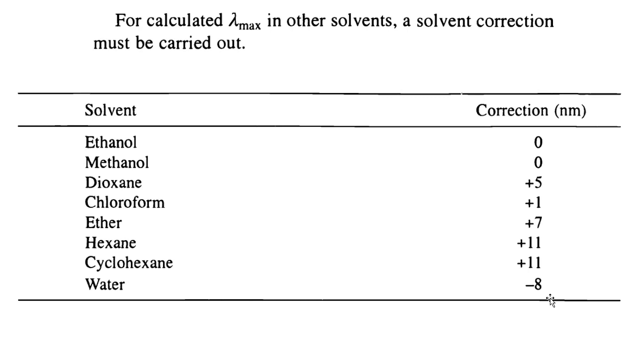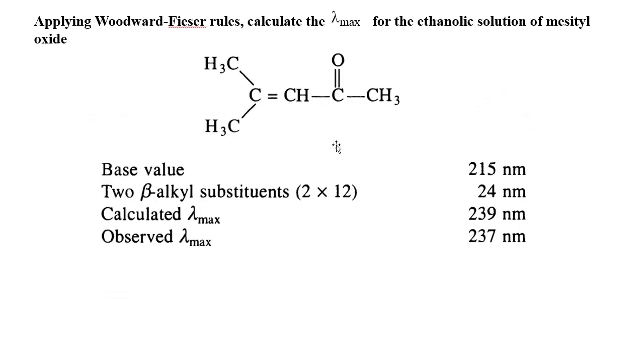Now let us consider some of the important examples. For example, first mesityl oxide. This compound is called mesityl oxide. It is an acyclic alpha beta unsaturated ketone. Because it is an acyclic alpha beta unsaturated ketone, it has the base value 215 nanometer.